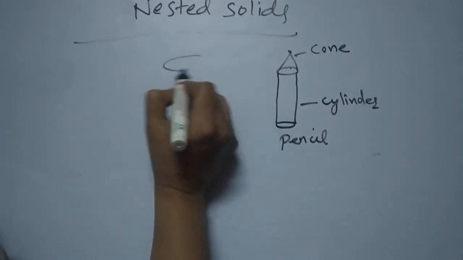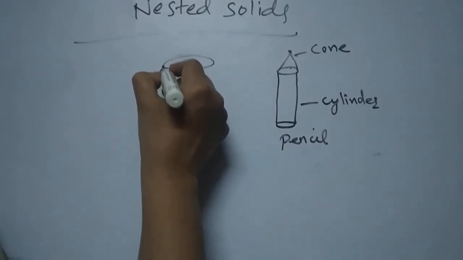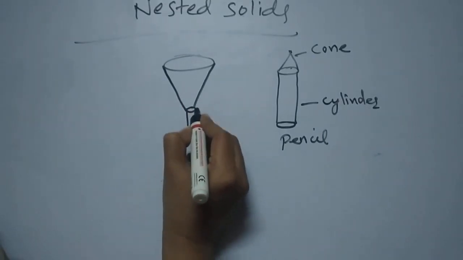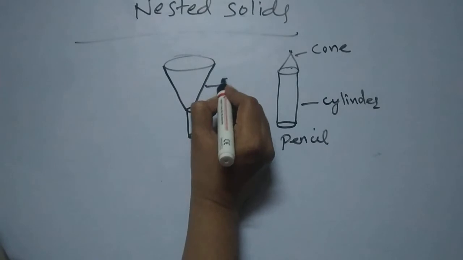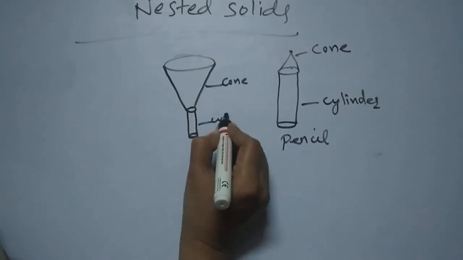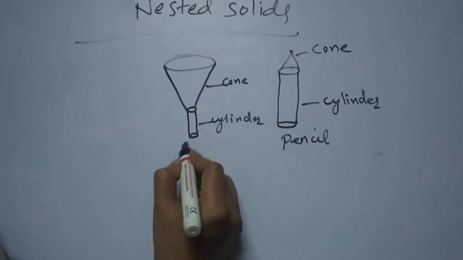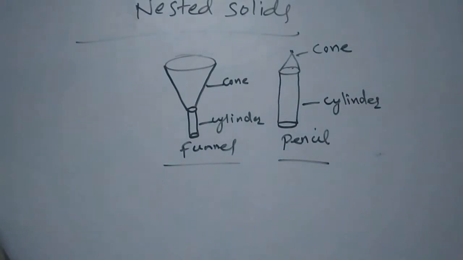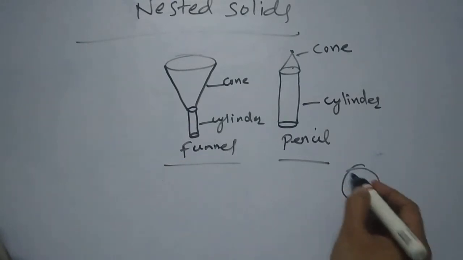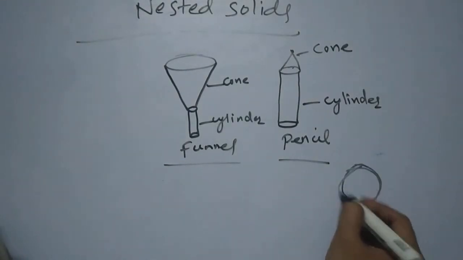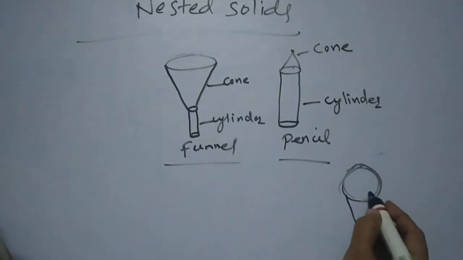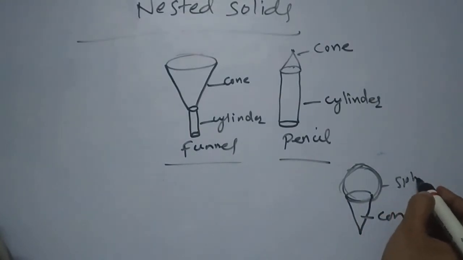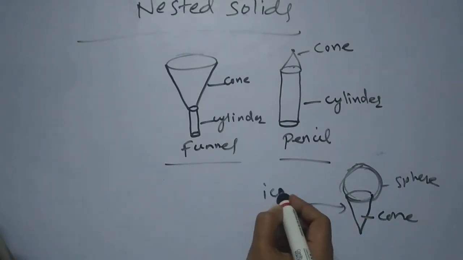For example, you have a funnel in the laboratory. So this is a cone, and at its base is a cylinder. So this is the cone, and this is again a cylinder. Together they make the shape of a funnel. Again, you have an ice cream cone which you eat. This is the ice cream cone, and this is a sphere. And here we have a cone. So this is a cone, this is a sphere. Together they make your ice cream.